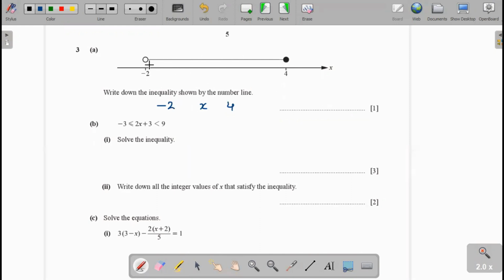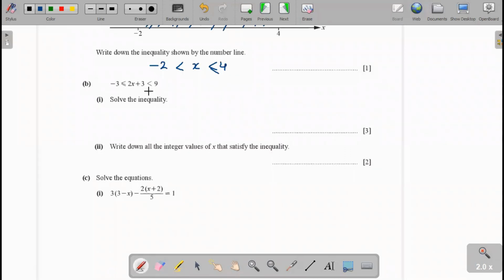Now you see here that the number is not included in the solution. Therefore, we write it as x is greater than -2, and the number in between is greater than -2 and less than 4. You see here that it is the solid circle. Therefore, that 4 will also be included in the inequality solution. Now we write it as less than or equal to. This is the answer. And now go to part B.